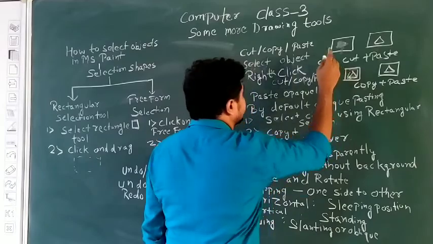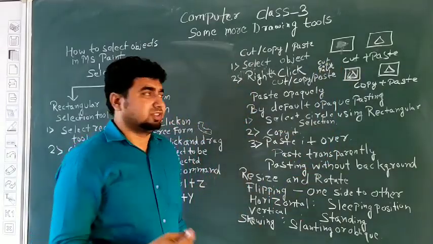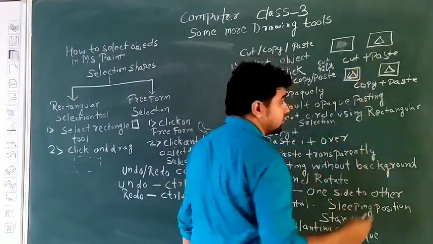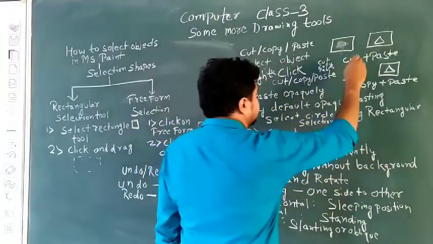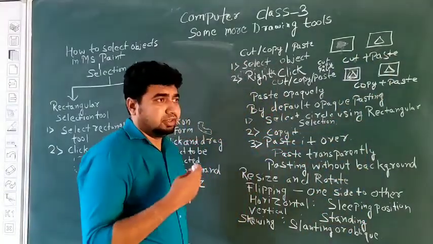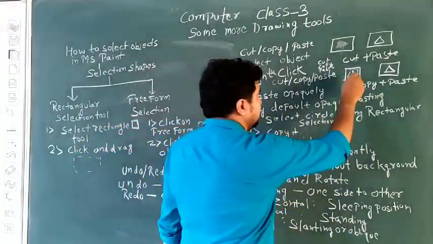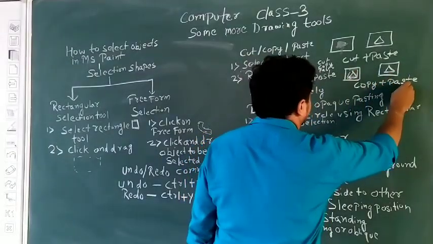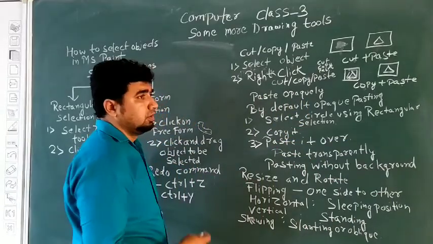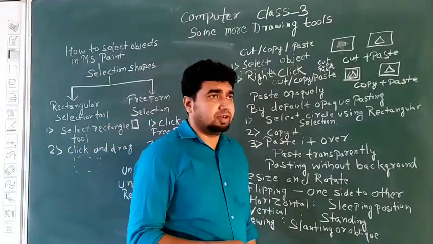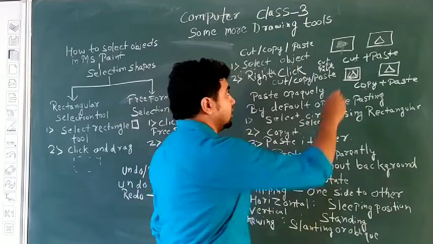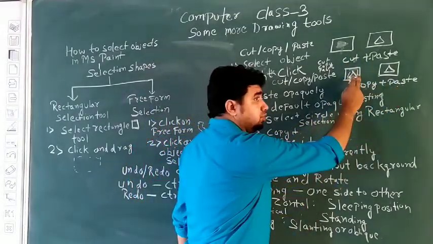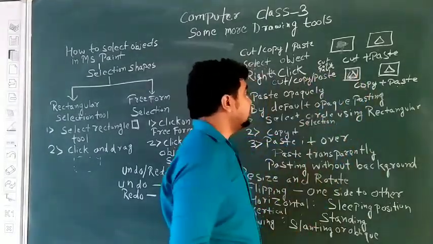So the first option you select depends on how you want to paste. If you want it to disappear from one part and be in the other part, you should use cut plus paste. Or if you want it to remain here and also remain there, then you can use copy plus paste. So depending upon the situation or your choice, you can use cut plus paste or copy plus paste. But the first thing is you should select the object and then right click on it.